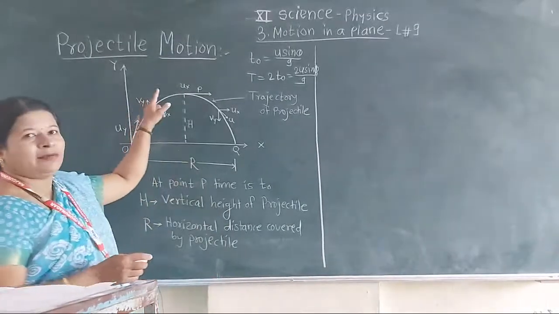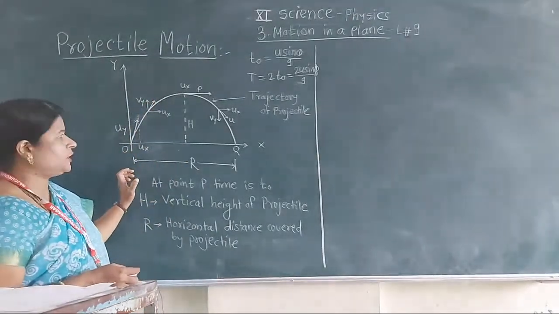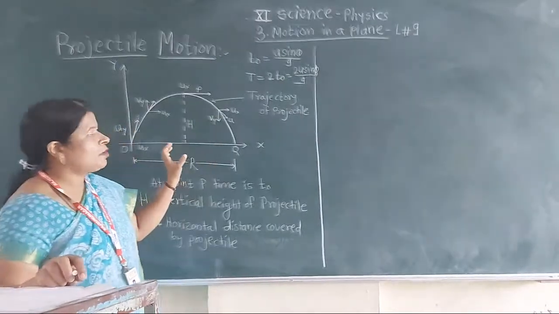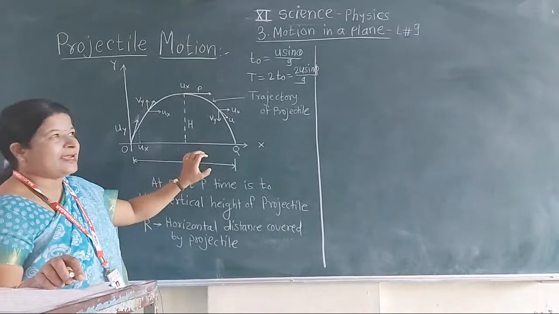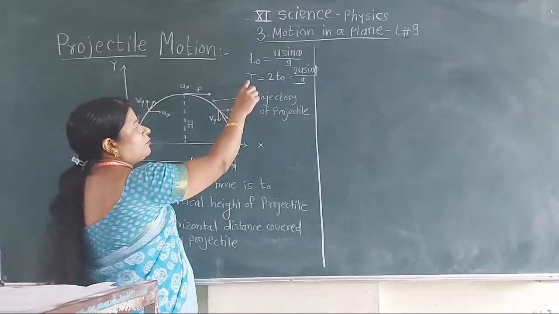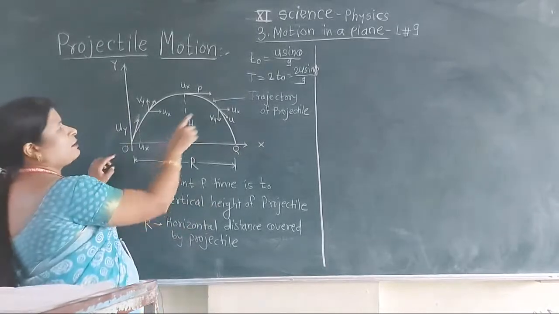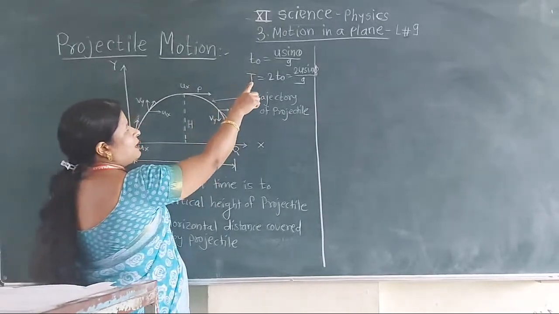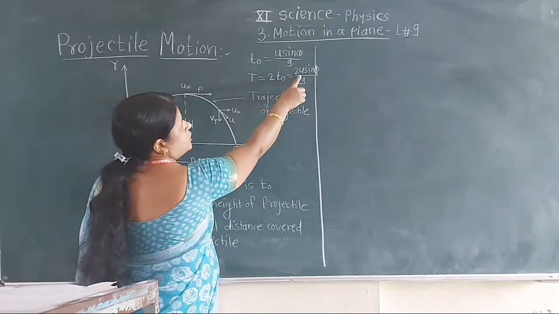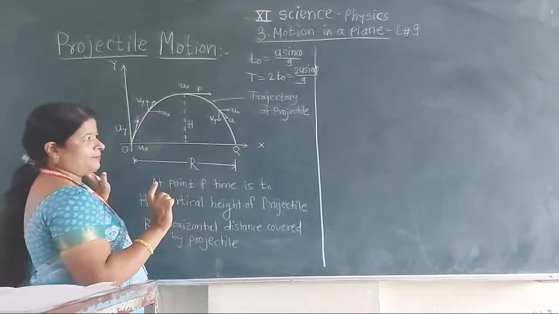We studied projectile motion, and in the previous lecture we found the total time required for the projectile to complete its path. The total time can be found by this formula: T = 2 t0, which is equal to 2 u sin theta divided by g.